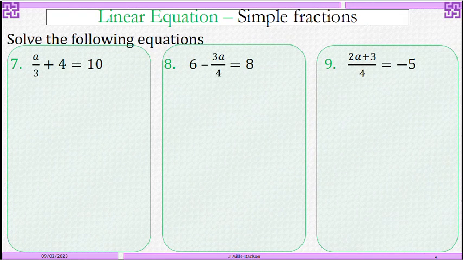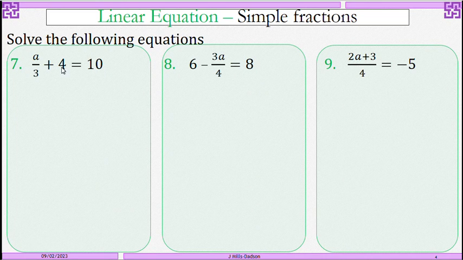So on this slide, we have a simple linear equation, but there are a bit of fractions involved in it. So how do we do it when we have simple fractions involving linear equation? The first thing is to remember the order in which you remove the numbers using the balancing method. I said the number with the letter is the last thing to remove. So 3 is closer to a, so that's the last thing we need to get rid of.